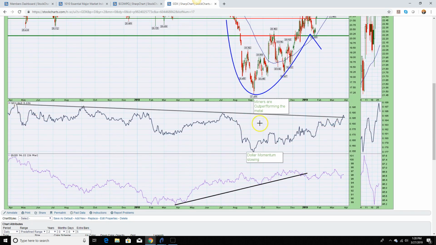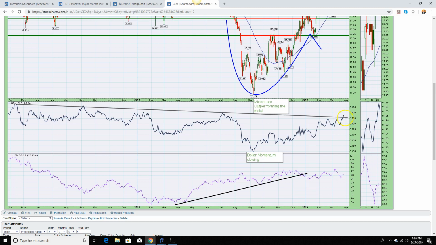And if you look at the relative ratio to miners, this is GDX versus GLD. When this is trending down, it means miners are underperforming, and when it's trending up, they're outperforming. You can see that miners have been outperforming the metal for a while now, which is positive. And now it's peeking its head above this downtrend that goes back 2 years. So this is a 2-year downtrend. Now it's starting to peek its head above. That can be significant if this holds.